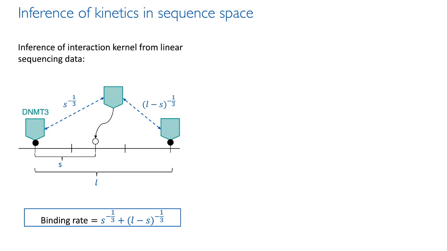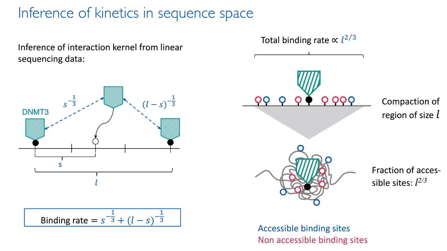Now, these are the interactions. But the biological meaning of such interactions becomes clear when we calculate the total binding rate in the vicinity of a bound site. And this binding rate increases with the length of such a region to the power of 2/3. And this has a straightforward interpretation. It is the surface to volume ratio of almost any three-dimensional object, meaning that only a fraction of binding sites are accessible for further binding. Therefore, according to the data, de novo methylation relies on a positive feedback with local DNA compaction.